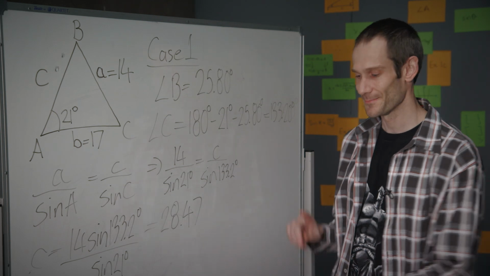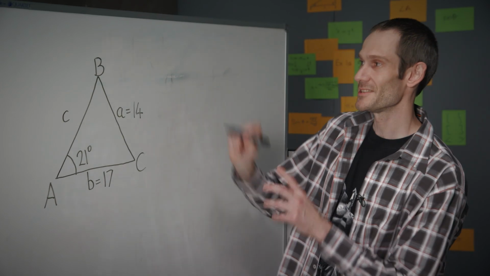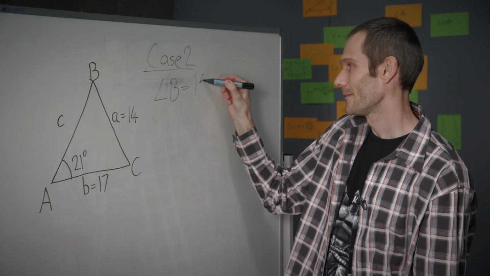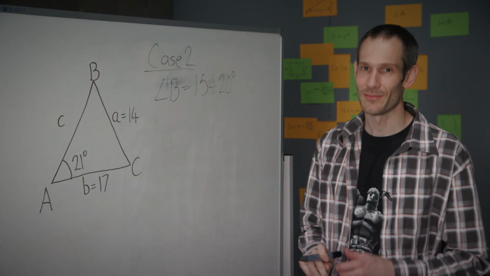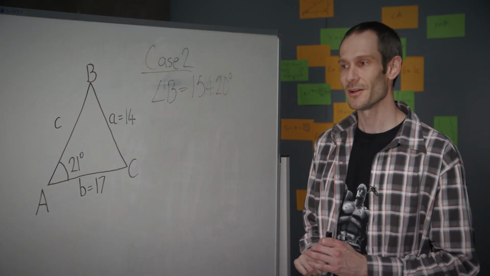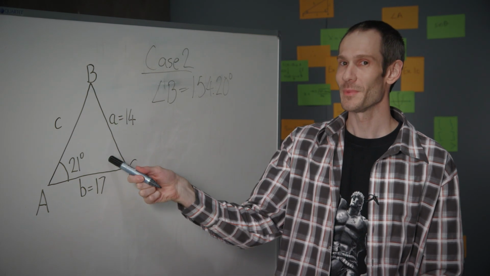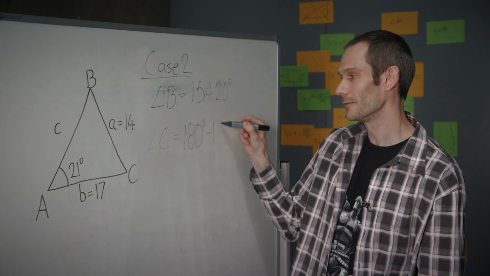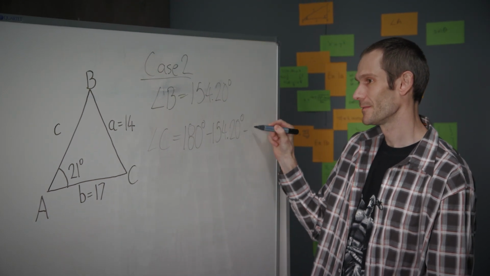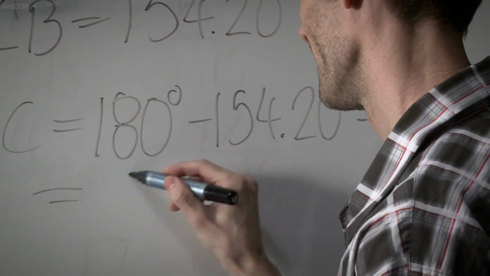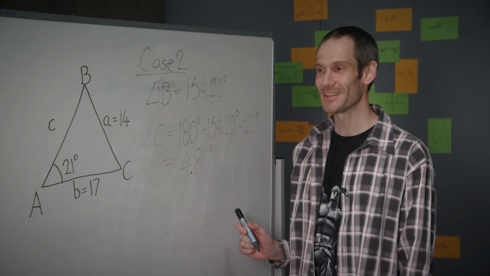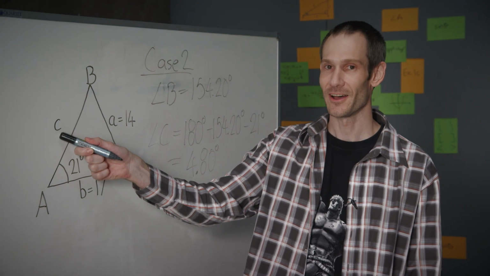Now let's look at the other case. Case 2 is where our angle at B was equal to 154.2 degrees. Again, like last time, we have two angles in our triangle, and one remaining angle to work out at C. Subtracting these two angles from 180 degrees tells me that the angle at C is equal to 4.8 degrees. Once again, the last bit of information we have to determine is the side length c.